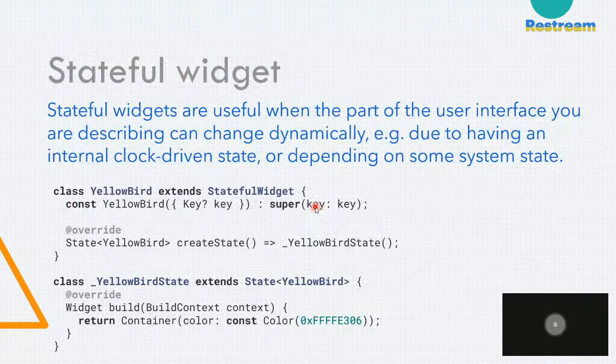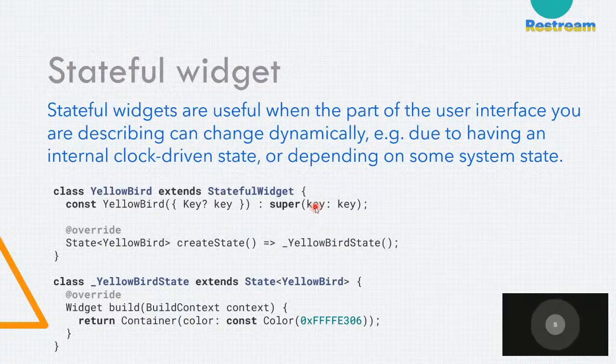So next is the stateful widget. Stateful widgets are useful when the part of the user interface you are describing can change dynamically, for example, having an internal clock-driven state or depending on some system state. On the other hand, compared to stateless widgets, they are complex and require more work to use. They are mutable, the opposite of immutable, meaning they can change their properties over time, and they can be updated on the screen accordingly.